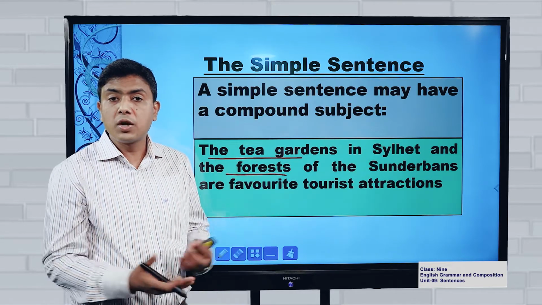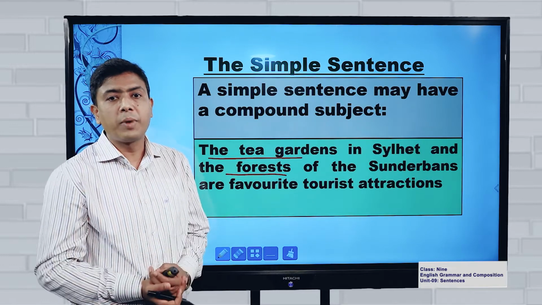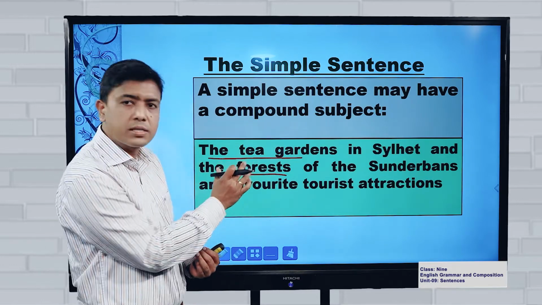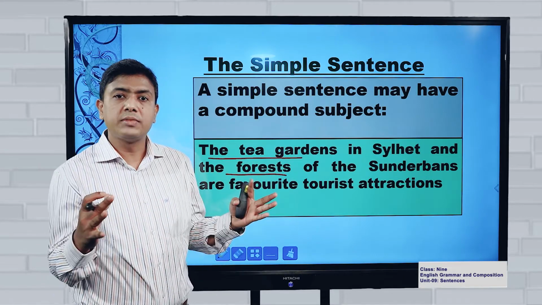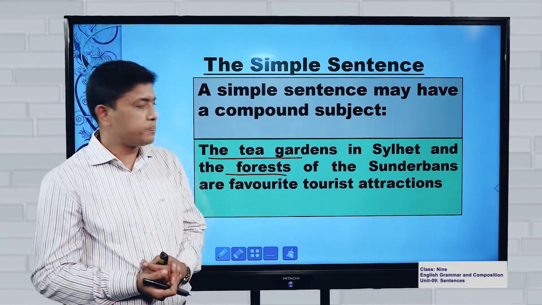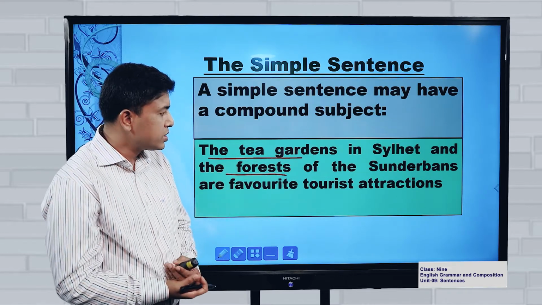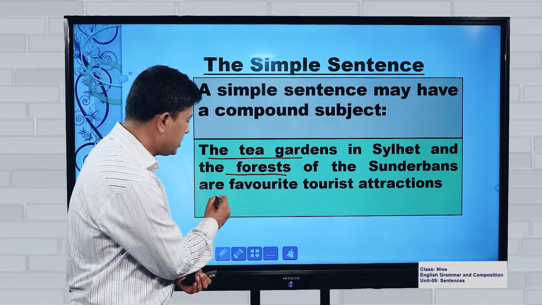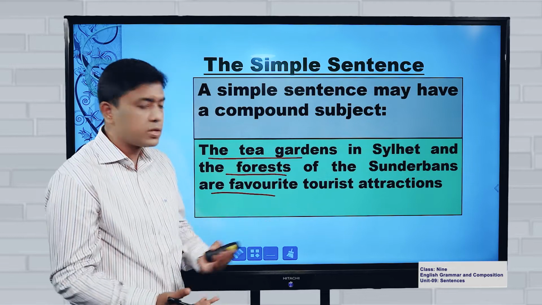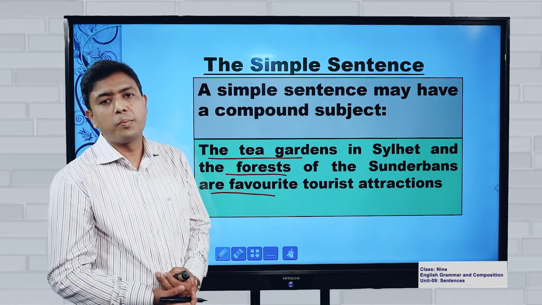Absolutely two different contents, two different ideas, having one compound subject. You see the tea gardens, something else, and the forests, totally different ideas. They are making one compound subject. So, the tea gardens in Sylhet and the forests of the Sundarbans are our favorite tourist attractions. The predicate is absolutely simple, our favorite tourist attractions, but the subject is compound.